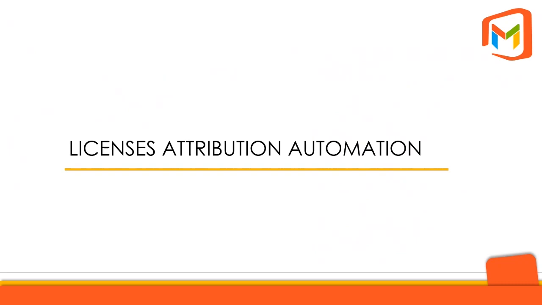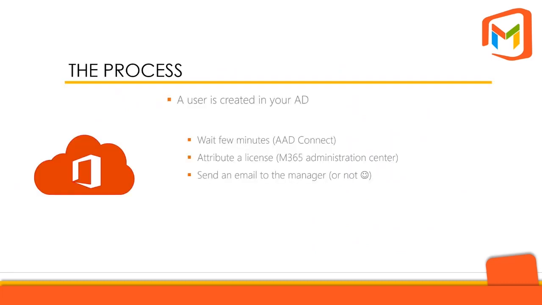So we are going to automate the license attribution. What usually happens, the process when you have an Active Directory and you synchronize your account on Azure AD, you have what we call Azure AD Connect installed on your environment. You create the user on your Active Directory, and a few minutes later, your account has been synchronized with Azure AD and Office 365. So as an administrator, you need to connect to the Microsoft 365 Administration Center. You need to select your user and you need to give the user a license, all right?